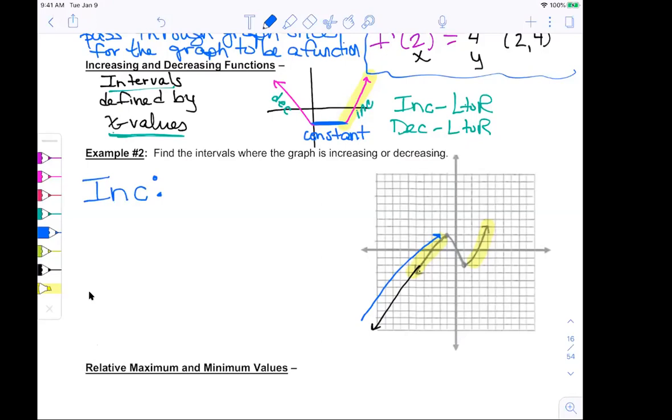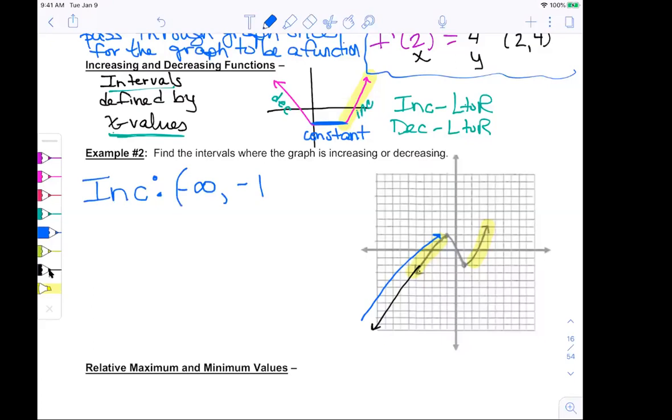Peter, what do you think? I have bracket -5 and then -1 bracket. Okay, so because there's a little arrow on it, it does continue to go forever. So would it be negative infinity? Yes, it would be negative infinity. And then you said -1, correct? Yep. And we know infinity gets a parenthesis.